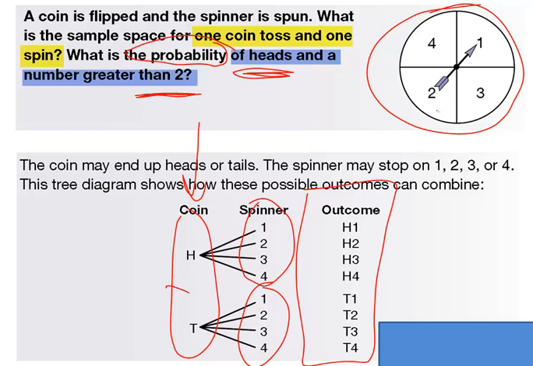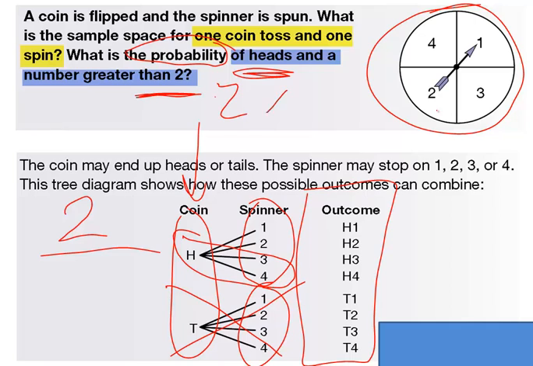Do we need to even worry about the tails? We don't. So we come down here to heads, and we want heads and a number greater than 2. It's right there. It could be heads 3 and heads 4. So we have 2 favorable outcomes, 2 things that would fit this category. And how many are our total choices, our total possibilities? Are 1, 2, 3, 4, 5, 6, 7, 8. So 8.